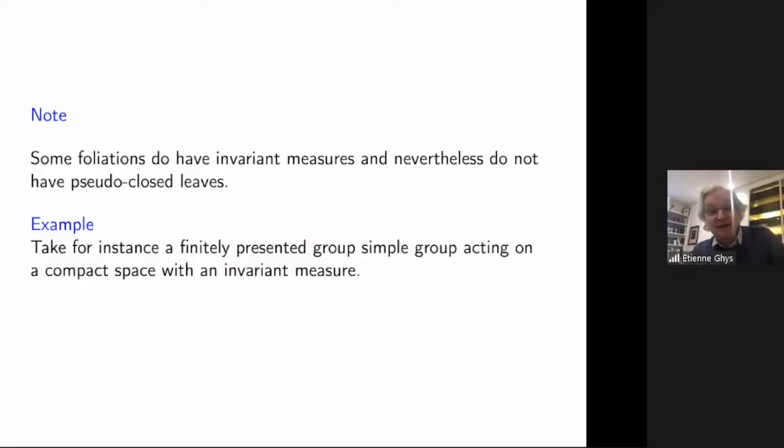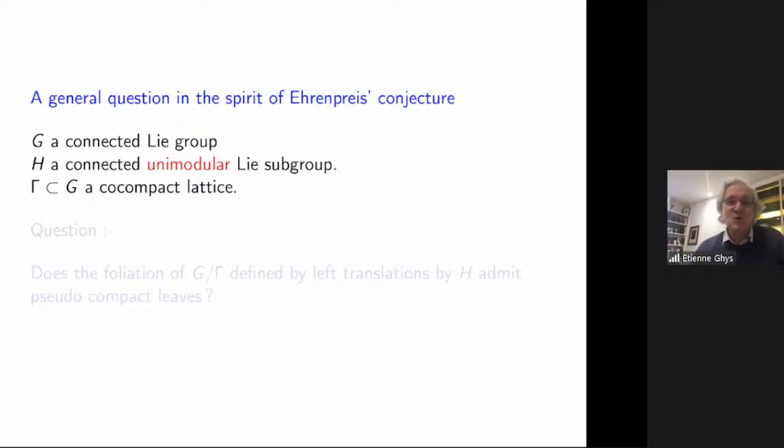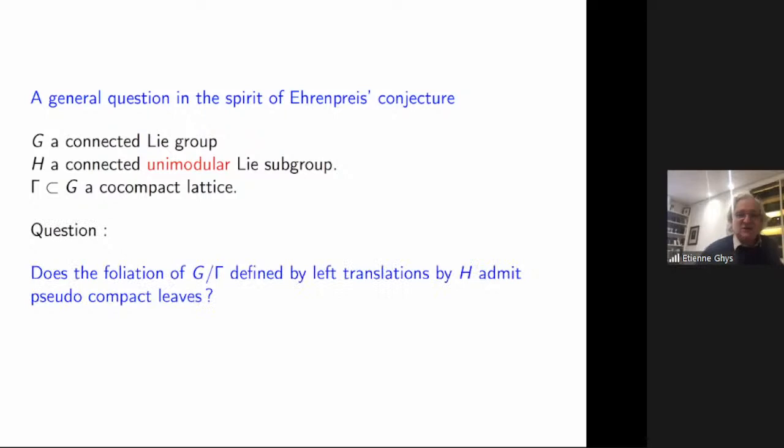Now let me go to my question. I promised an open question toward the end of my talk, and this is what it is. I want to generalize the Ehrenpreis conjecture and present for you an open question. It's a very natural question in the spirit of what I said today. You take a connected Lie group G, you take a connected unimodular Lie subgroup H, you take a co-compact lattice gamma in G, and you look at the action of H on G mod gamma just by left translation.